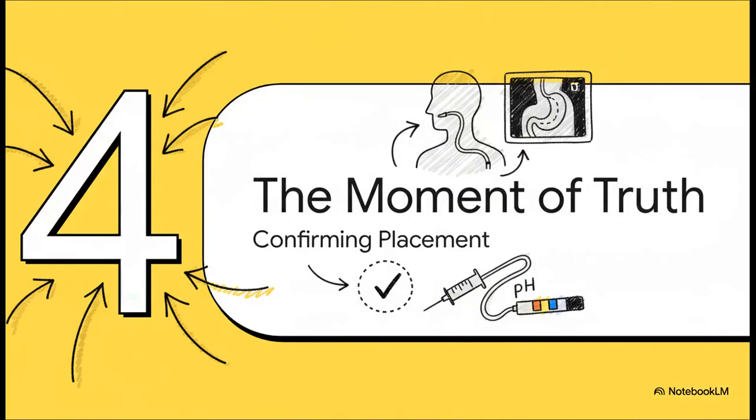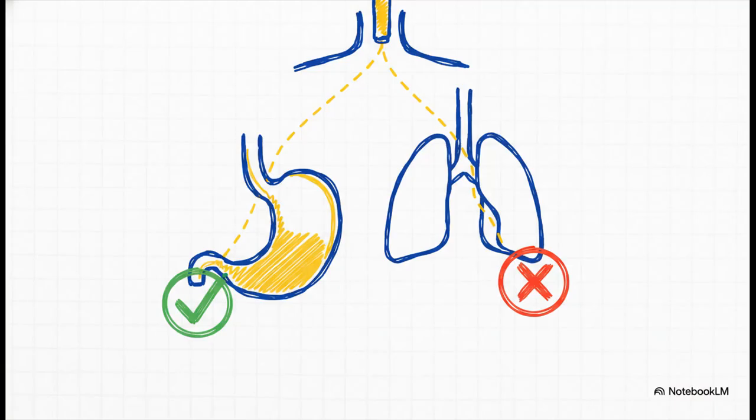All right, the tube is in, but don't celebrate just yet, because what comes next is, without a doubt, the single most important step of this entire procedure. You have to prove it's in the right spot. So, what's the one way, the absolute, undeniable method to prove that the tip of that tube is safely in the stomach and not sitting in a lung?